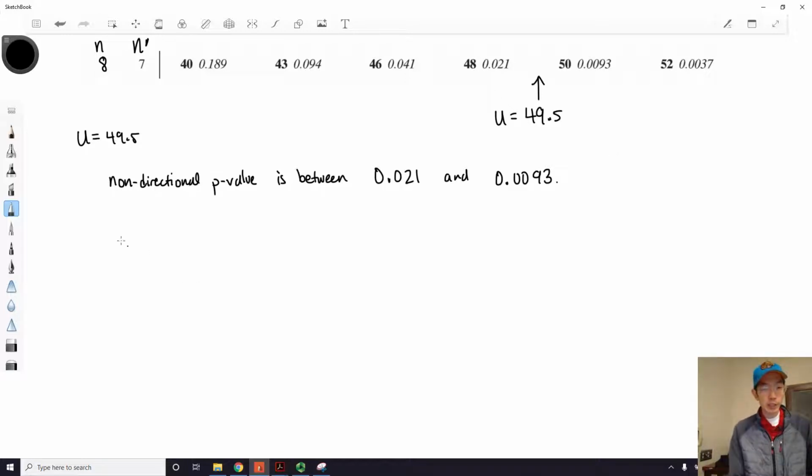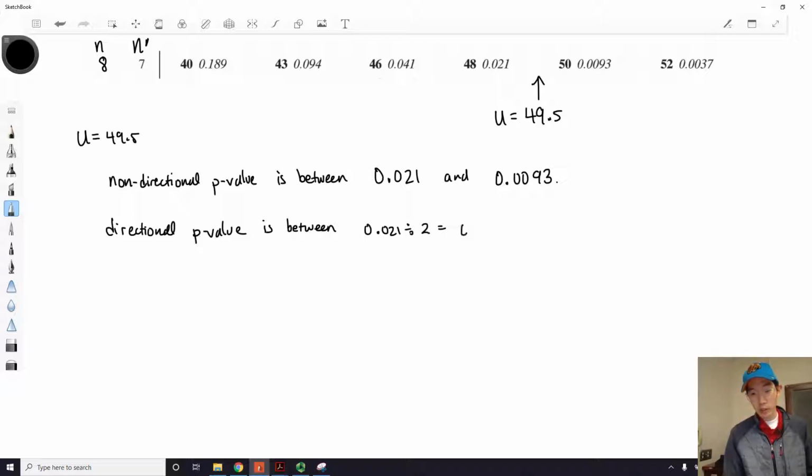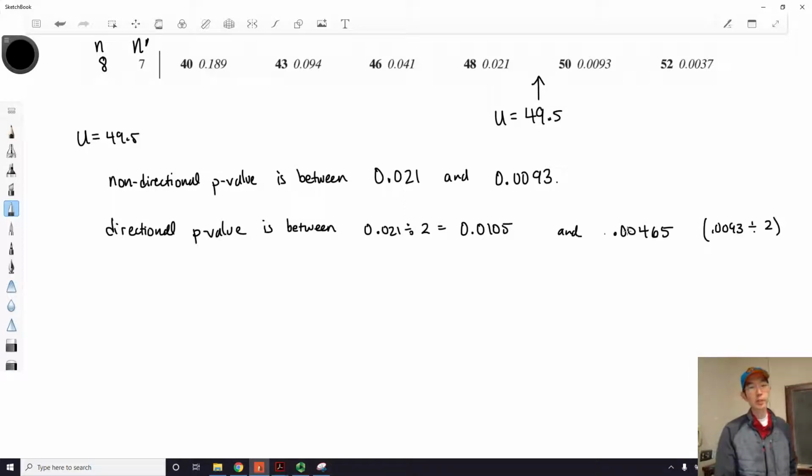The directional p-value, which I would say is probably the one we're going to use, is between 0.021 divided by 2, which is 0.0105, and 0.0093 divided by 2, which is 0.00465. So something in between around 1% and 1/2 of 1%.